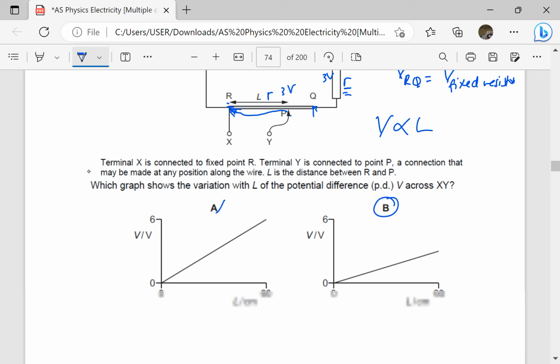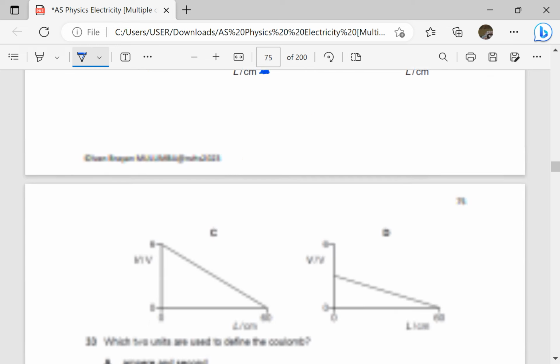It can't be A because A is showing that when we reach Q, when L is equal to 60 centimeters, which is at point Q, it is showing that the PD is actually going to be the same as the e.m.f. That means the PD across the fixed resistor would be 0, which is practically not possible. Therefore, the answer is B because B is showing when L is equal to 60, the PD is almost half of 6, which is 3. So the answer is going to be B.